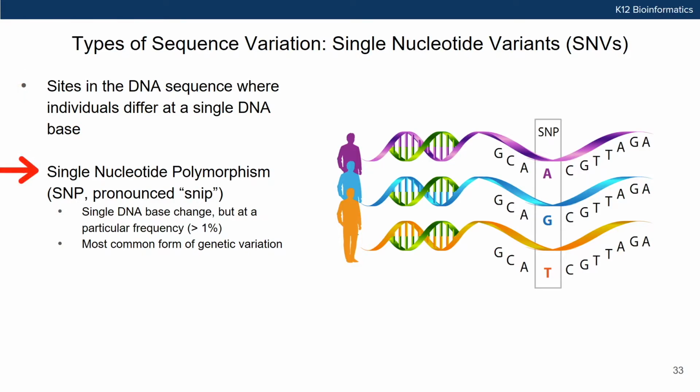Very closely related to the single nucleotide variant is the single nucleotide polymorphism, or SNP. Now, these are single DNA base changes, but at a specific frequency in the population, generally over 1%. And SNPs are the most common form of genetic variation. And you see a nice example of a SNP over to the right, where individual 1 has an A allele. Remember that an allele is simply a specific version of a SNP or gene. So individual 1 has an A allele at this specific position in the genome. Individual 2 has a G allele, and individual 3 has a T allele.